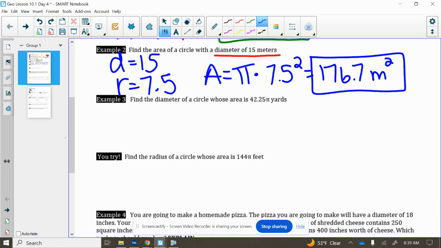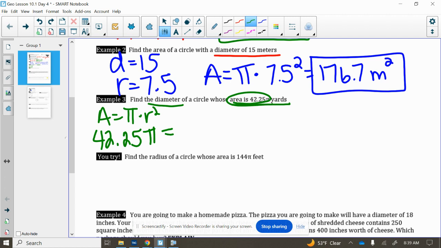Now we can also use the formula to help us work backwards, because this time we're trying to find the diameter given the area. So again, we know our formula is pi times the radius value squared, but they gave us the area is 42.25 pi. We know that equals pi times the radius squared. So step one, if we divide by pi on both sides, it cancels out, and we have r squared equals 42.25.